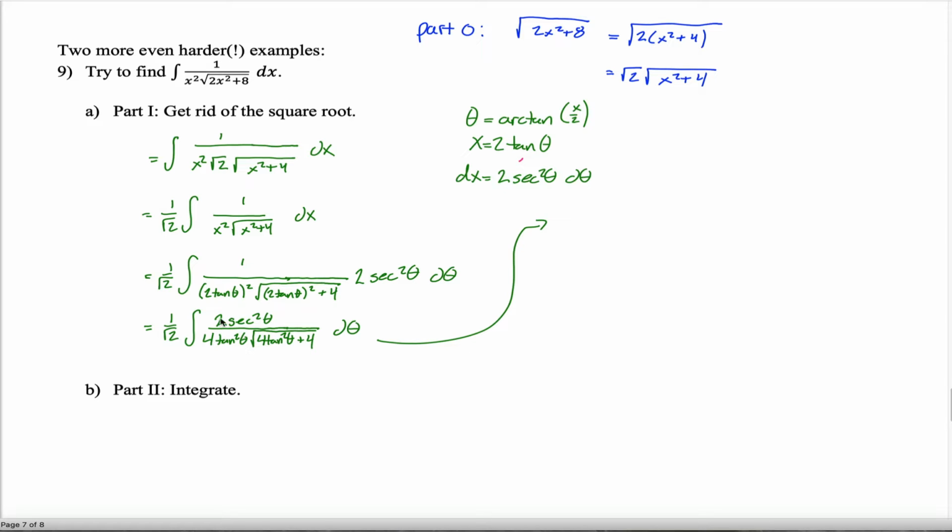I guess while I'm here, I might as well reduce this 2 and this 4 also. So I've got 1 over the square root of 2 times the integral of secant squared theta divided by 2 tangent squared theta times the square root of 4 times tangent squared theta plus 1. I write my d theta at the end, and I'm in pretty good shape. Why am I in good shape?